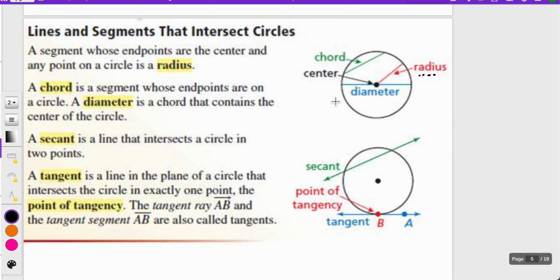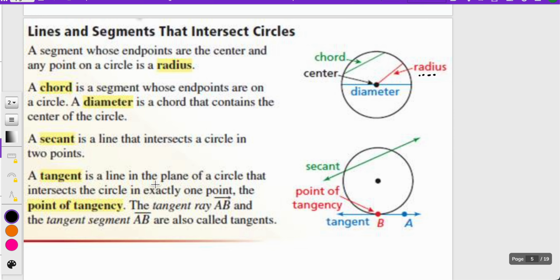Instead, it's a chord almost looking like it's a guitar string. A diameter is a chord that contains the center of the circle. So a diameter is a form of a chord. It's called a diameter though because it goes through the center of a circle. A secant is a line that intersects a circle on 2 points. So now we're getting into not segments but lines. Lines meaning they go on forever and ever. So here's that secant. It looks like a chord, but it's going through that circle.